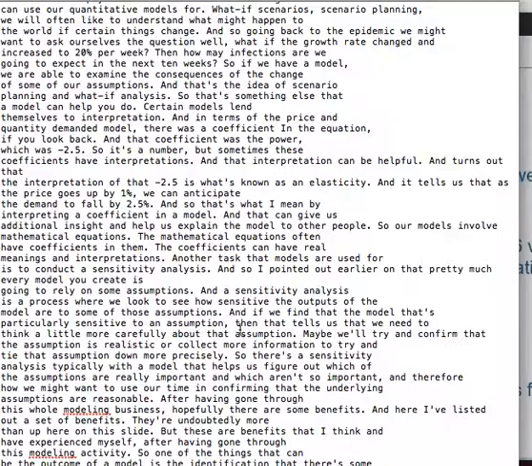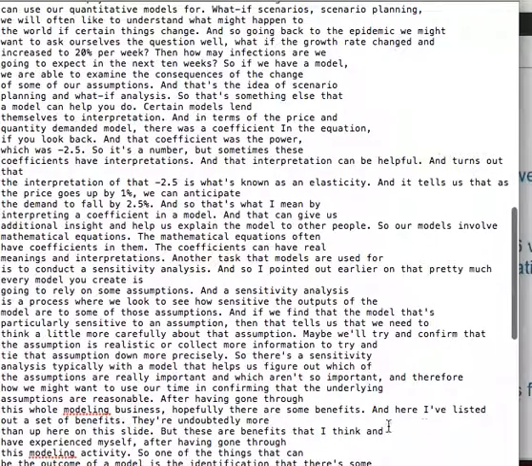If we find that the model is particularly sensitive to an assumption, then that tells us that we need to think a little more carefully about the assumption. Maybe we will try and confirm that this assumption is realistic, or collect more information to try and tie that assumption down more precisely. So a sensitivity analysis typically helps us figure out which of the assumptions are really important and which are not so important, and therefore how we might want to use our time in confirming that underlying assumptions are reasonable.